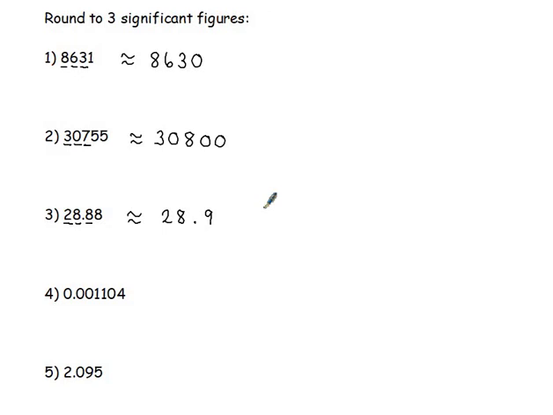Example 4 then, so we've got 0.001104, and we want to round to 3 significant figures. So again, remember, if they start with a 0, they're not significant. So our first significant figure is this 1, our second significant figure is this one, and then remember the zeros count because you've got a non-zero number as significant already. So our first 3 significant figures are this 110.